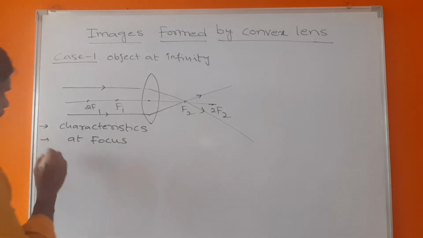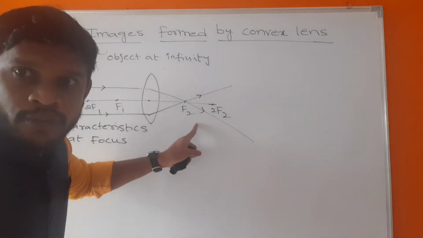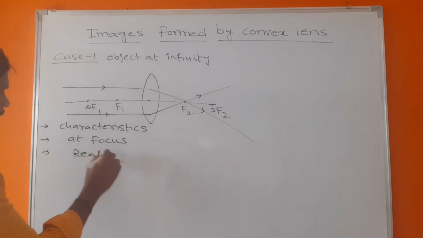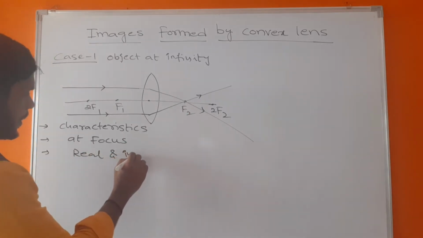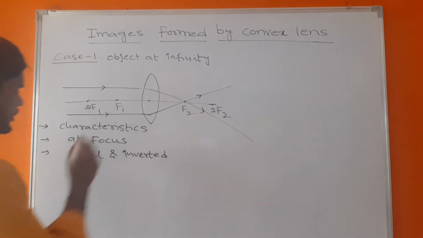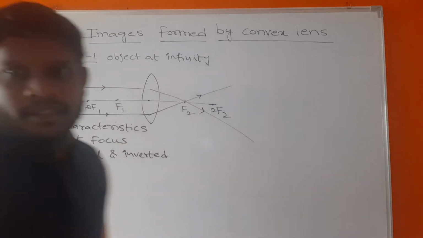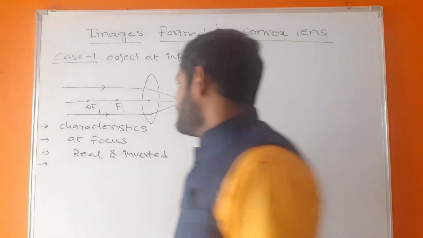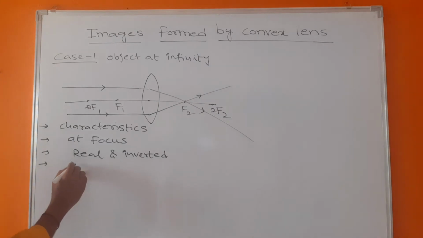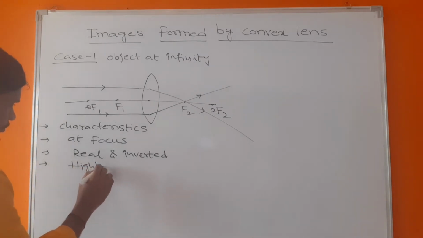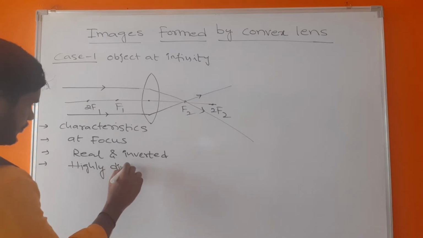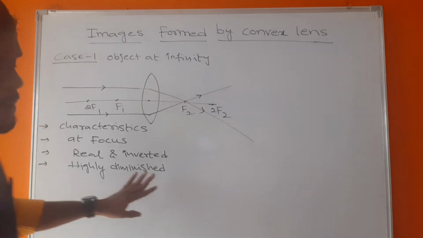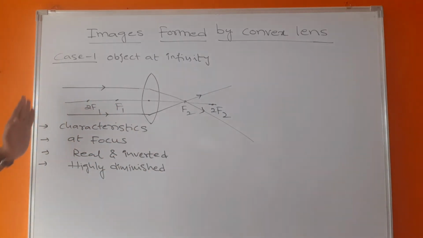The second one, whether it is virtual or real. Coming to the nature of the image, it is real and inverted. Now, what about size? Size is highly diminished. So these are the characteristics of the image when the object is placed at infinity.